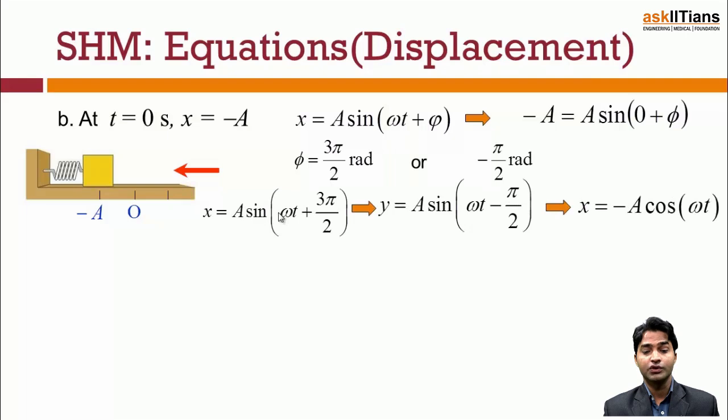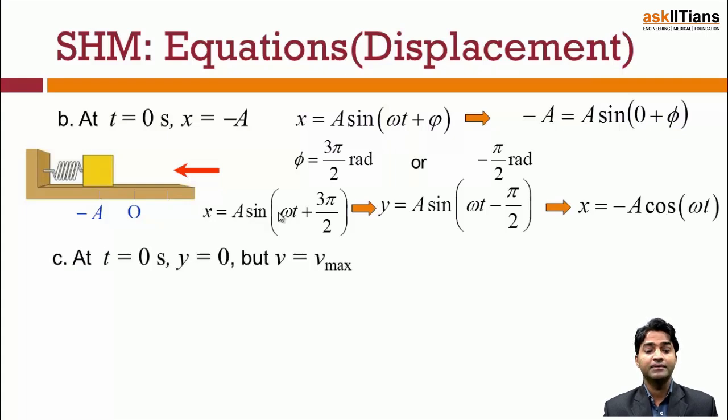So we can say x is equal to a sine omega t plus 3 pi by 2, and that can be equal to a sine omega t minus pi by 2, and that is equal to minus a cos omega t, and it is a case of lagging by the phase of pi by 2.